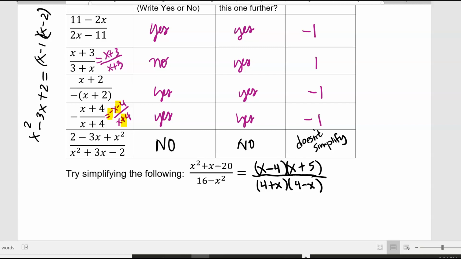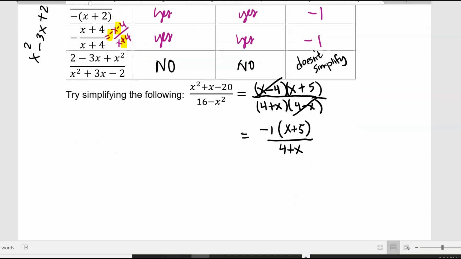And what are they called? They're called opposites. And what do we know about opposites? Do the opposites simplify? Yes, this part here that I'm circling is equivalent to what number? Negative 1. So yes, you can cancel this out, provided you replace it with a negative 1. So it'll be negative 1 times x plus 5 over 4 plus x. And of course, you don't have to write that 1. This is the same as negative parenthesis x plus 5.